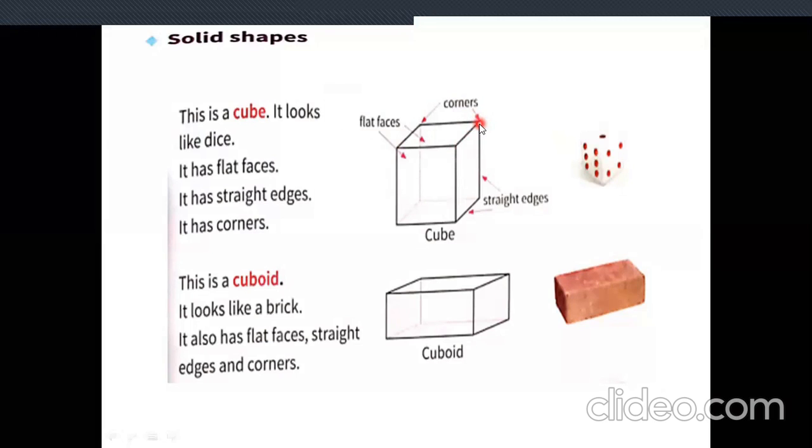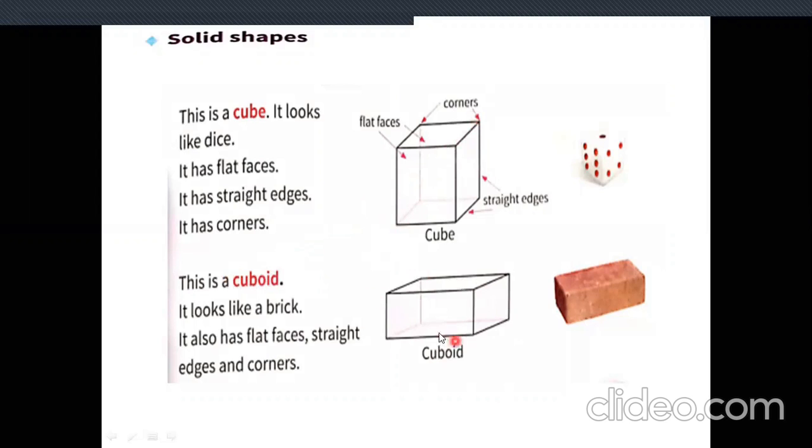It has 3 things. It has flat faces, it has straight edges, and it has corners. Like this flat part is called a flat face, and these lines are called straight edges, and the corners are where all the lines on each side meet. It has three things. Cube has flat faces, straight edges, and corners.